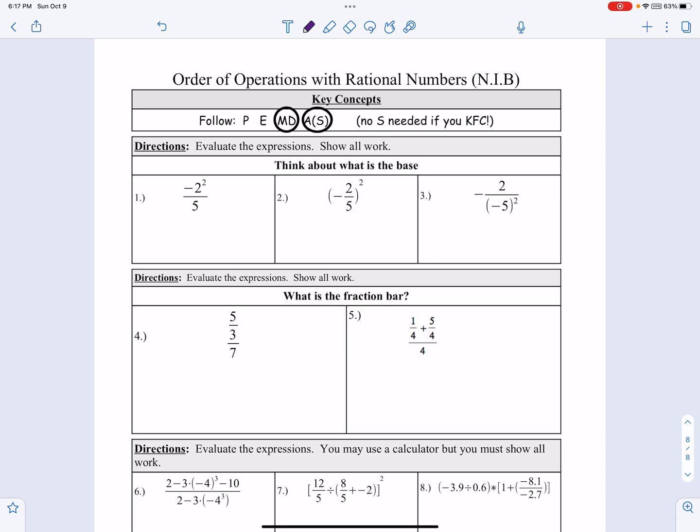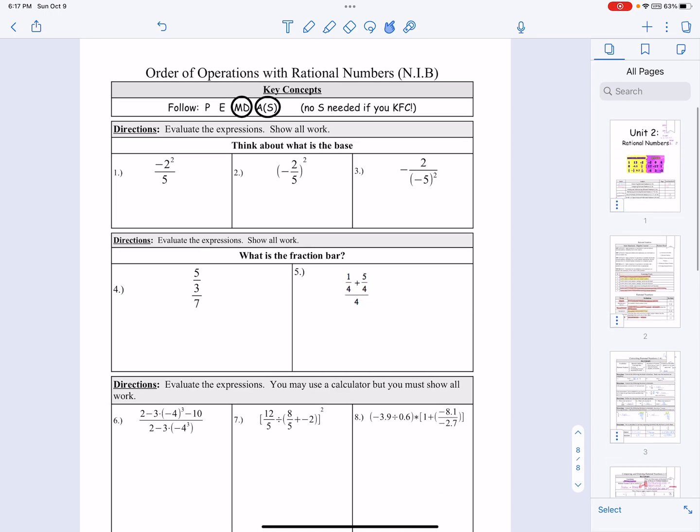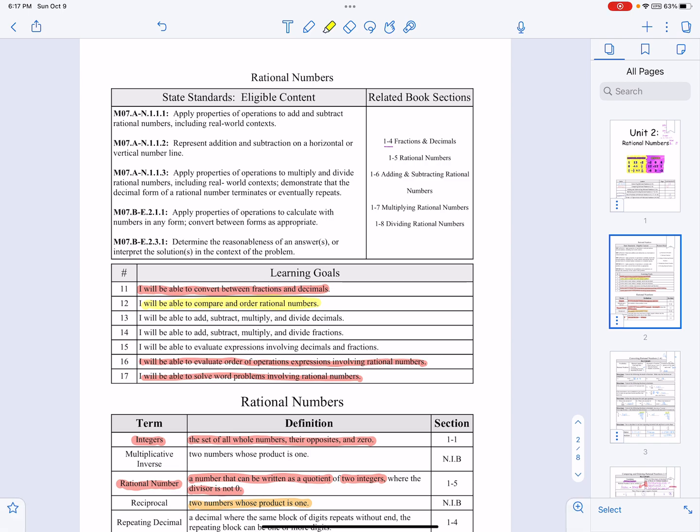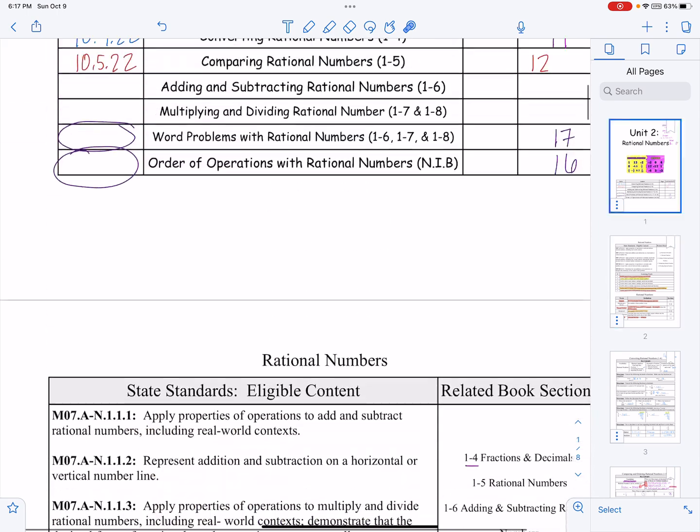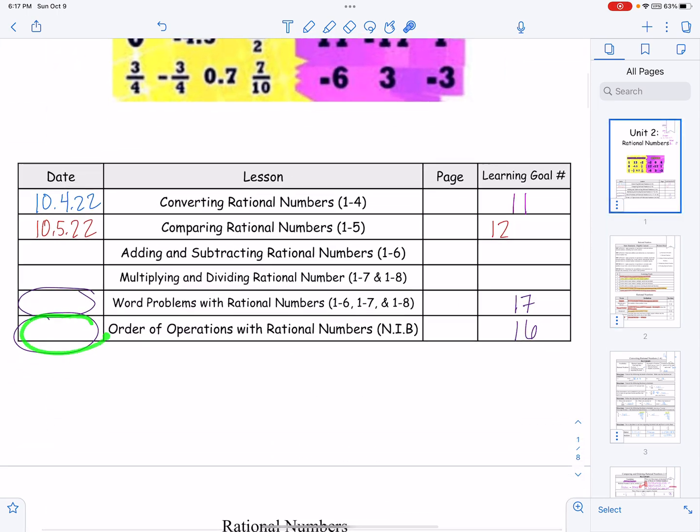All right, here's your last lesson, order of operations with rational numbers. Let's go ahead and take a look at your learning goals. You have learning goal number 16. I will be able to evaluate order of operations expressions involving rational numbers. So since that's learning goal 16, let's go ahead and put your date up here in your table of contents and record down learning goal number 16.